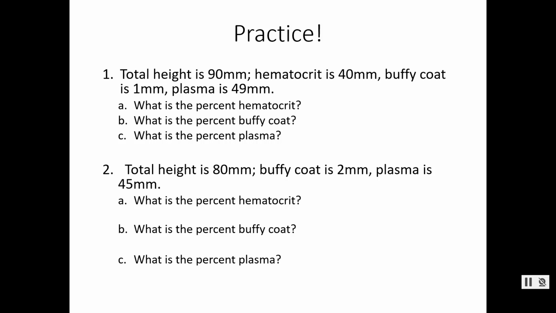Let's check our work. Okay, so for number 1, total height is 90 millimeters. Your hematocrit is 40 millimeters. Your buffy coat is 1 millimeter, and your plasma is 49 millimeters. So notice we have a couple extra pieces of information in this practice problem. First thing, what is the percent hematocrit? How are we going to calculate that? We're going to take the 40 millimeters of hematocrit and divide by the total height of 90. So 40 over 90 times 100 to get that percentage would be 44.4%.